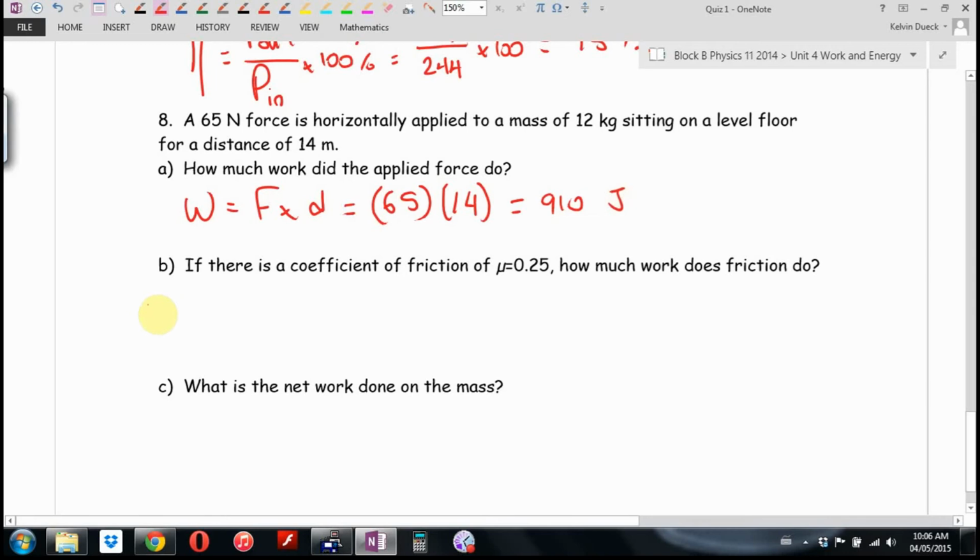How much work did friction do? Well, the work done by friction is going to be the force of friction times d. And really, I should do a good free body diagram. What are the forces? I have gravity down. I have normal force up. I have an applied force of 65, and I got a little friction. And I would say to myself, friction is what times what?